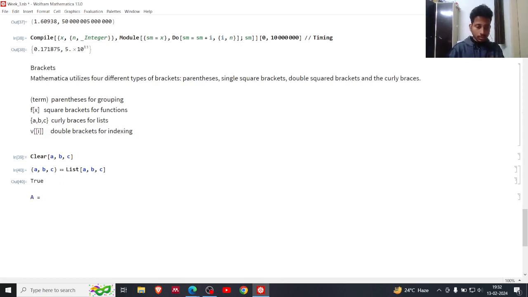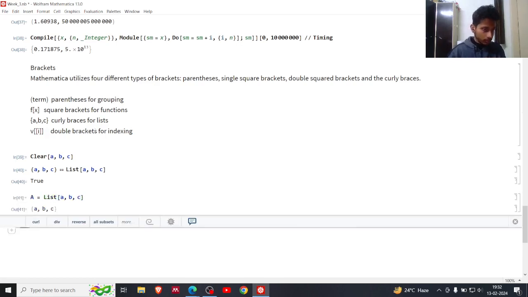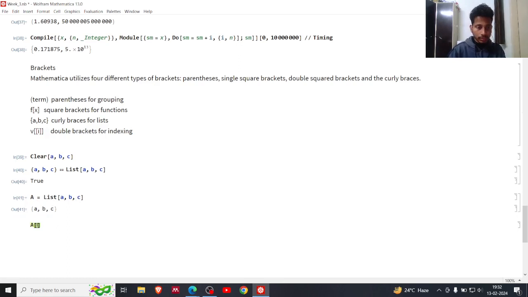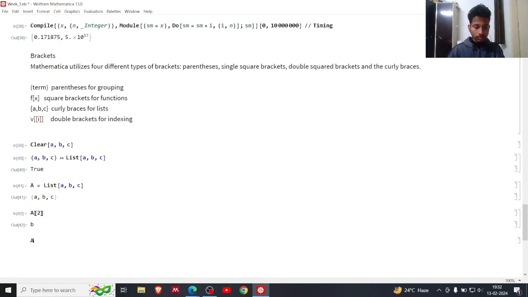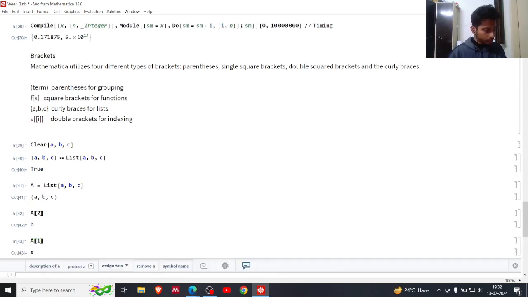And here a = List[A, B, C]. So a is a list where the elements are A, B, and C. Now we will use the indexing. So a[[2]] is B. a[[1]] is A. Okay, so these are the uses of the brackets. Now I will go to the main Mathematica thing.